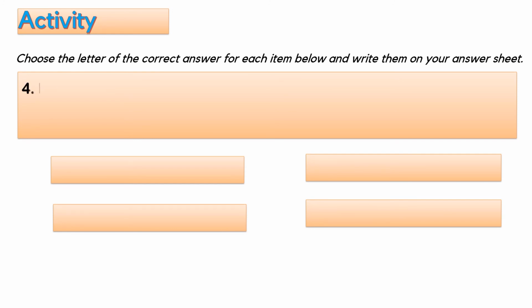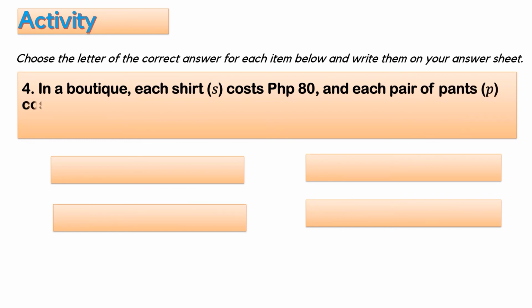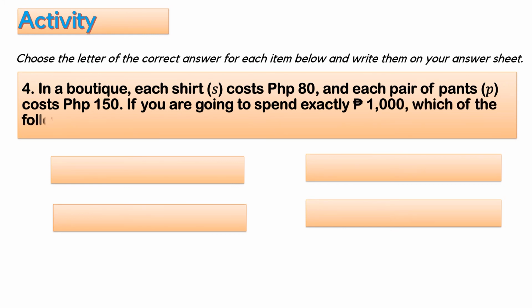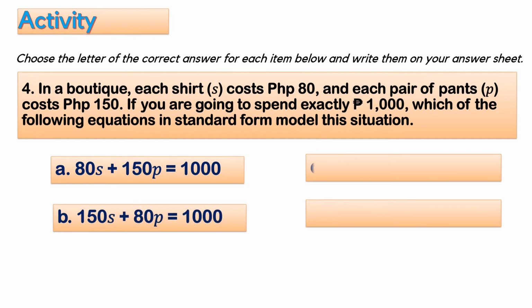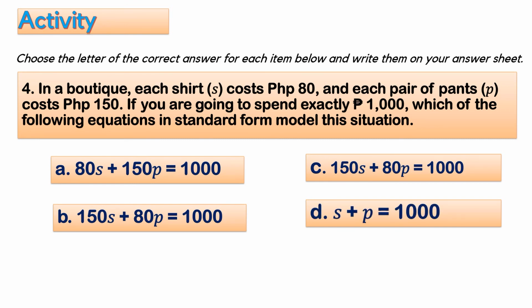Number 4. In a boutique, each shirt represented by the letter S costs 80 pesos and each pair of pants represented by the letter P costs 150 pesos. If you are going to spend exactly 1,000 pesos, which of the following equations in standard form models this situation? A. 80S plus 150P equals 1,000. B. 150S plus 80P equals 1,000. C. 150S plus 80P equals 1,000. Or D. S plus P equals 1,000. And you have 5 seconds to answer the question.